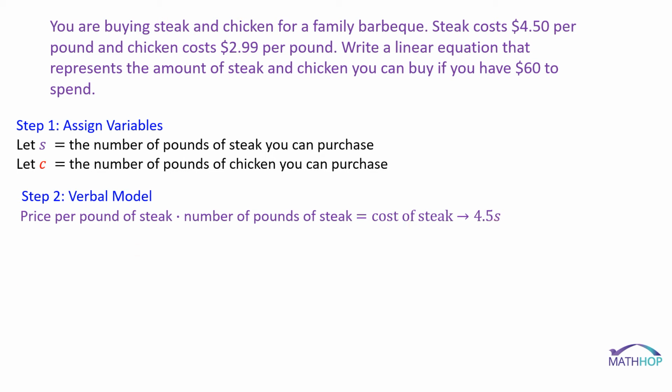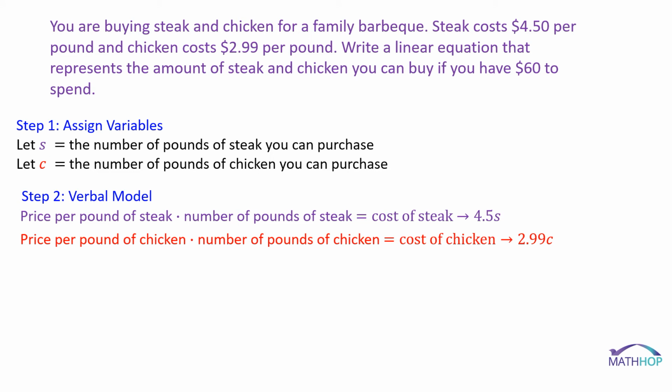Let's do the same thing for the price of chicken. Price per pound of chicken times number of pounds of chicken I buy is the cost of chicken. So that is $2.99 per pound times number of pounds, so 2.99C.